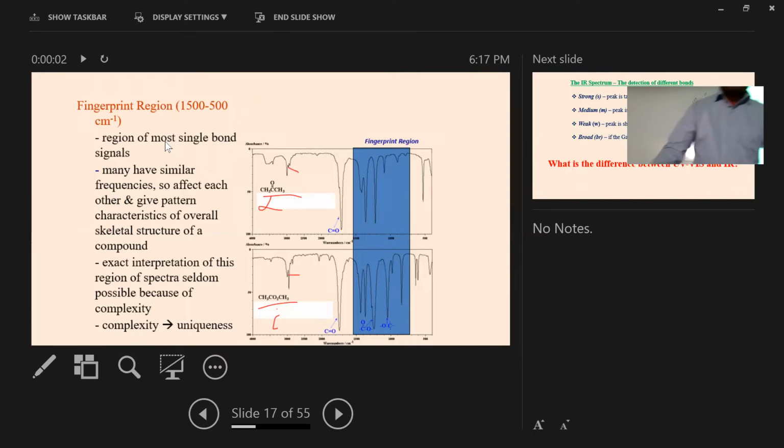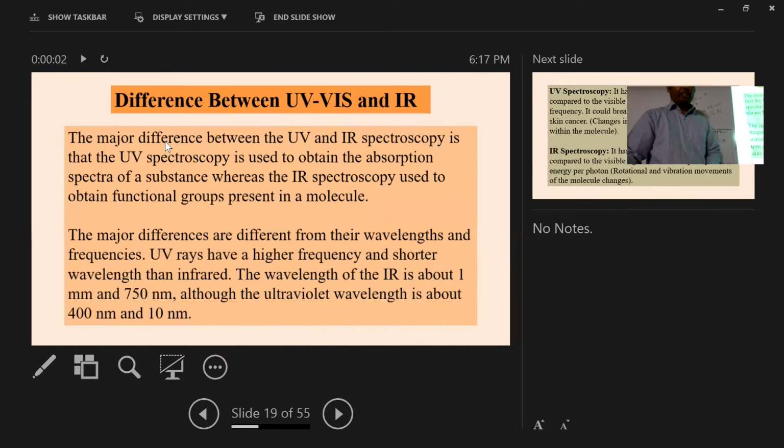Okay, maybe I can help you. In terms of energy, IR is very low energy and UV is quite high energy. Another major difference between UV and IR spectroscopy is that UV spectroscopy is used to obtain the absorption spectra of a substance, whereas IR spectroscopy is used to obtain the functional groups present. This is in terms of use.